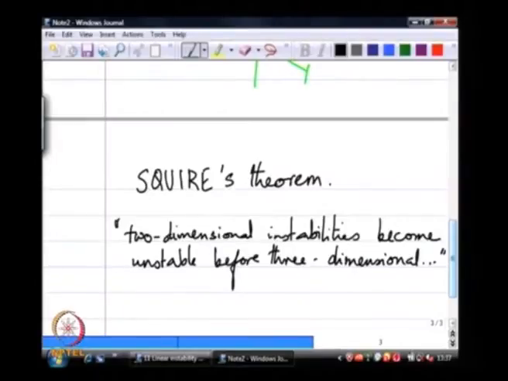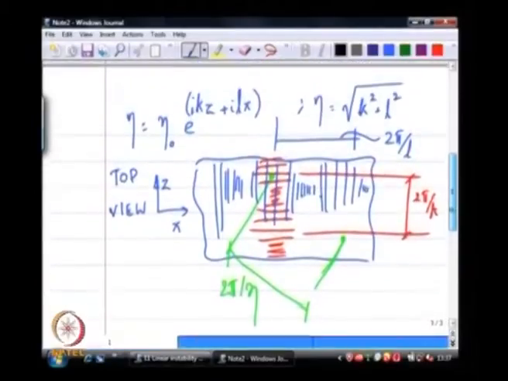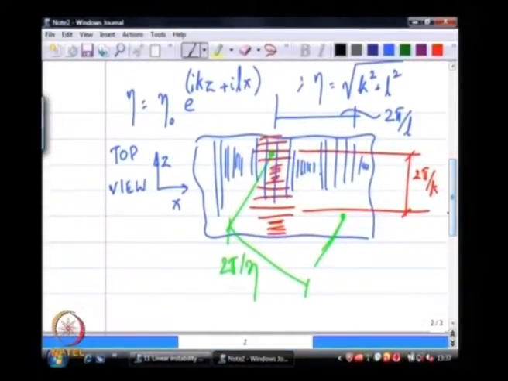So, what he showed is that if I want to look at the situation which is the most unstable, I only am interested in the situation that is the most unstable. What he says is the k equal to 0 mode gives rise to growth rates where at some value of L, the growth rate's magnitude is higher than that for any other non-zero value of k.